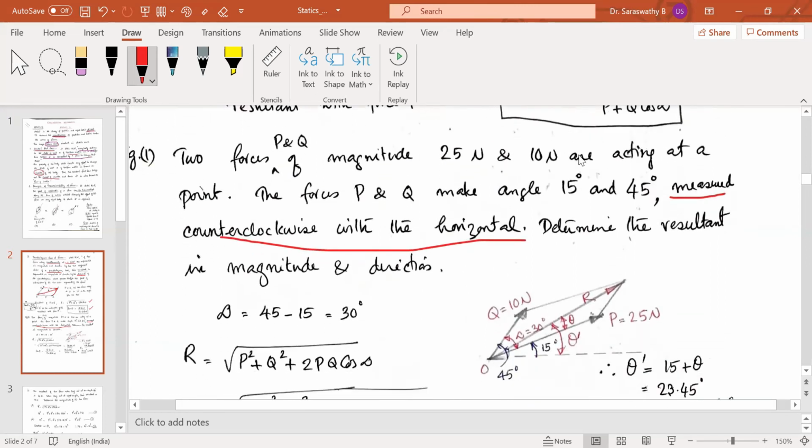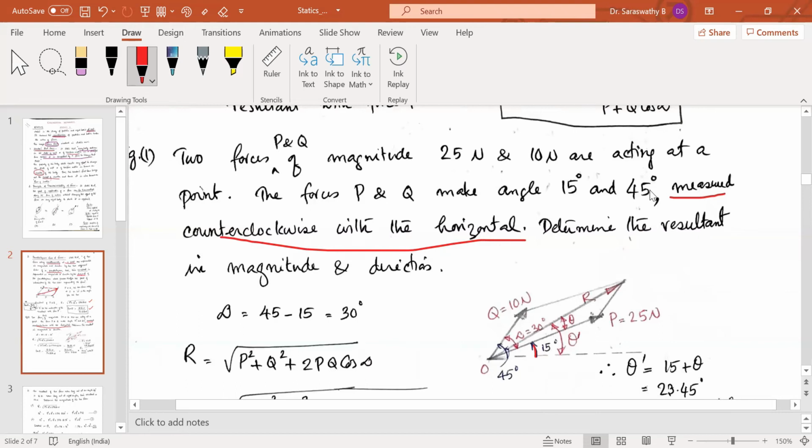Two forces, 25 and 10. So the first force is 25. Now see, the force P is making an angle of 15 degrees measured counterclockwise with the horizontal. So you draw the horizontal line. From this horizontal line, 15 degrees anti-clockwise. Counterclockwise means anti-clockwise direction. In this direction, you mark 15 degrees. So this is the direction of force P and its magnitude is 25.